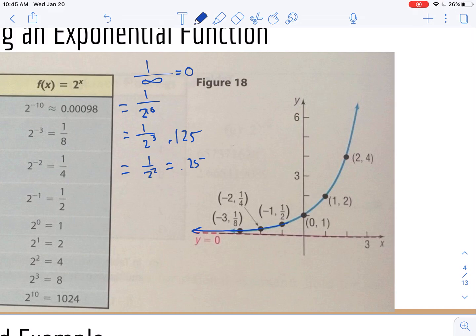So it will never equal 0, but I have that horizontal asymptote at y equals 0 because it's going to get really, really close, but it's never actually going to be equal to 0 across it.